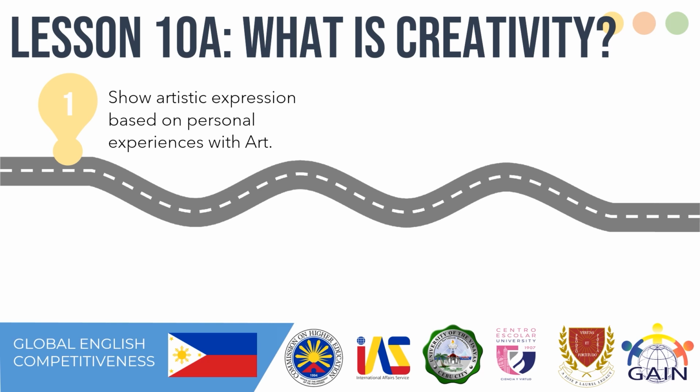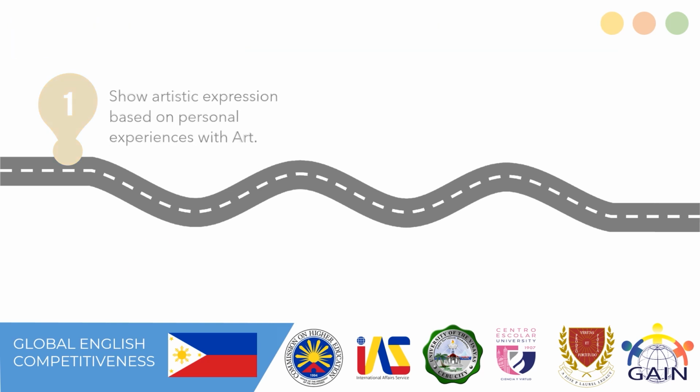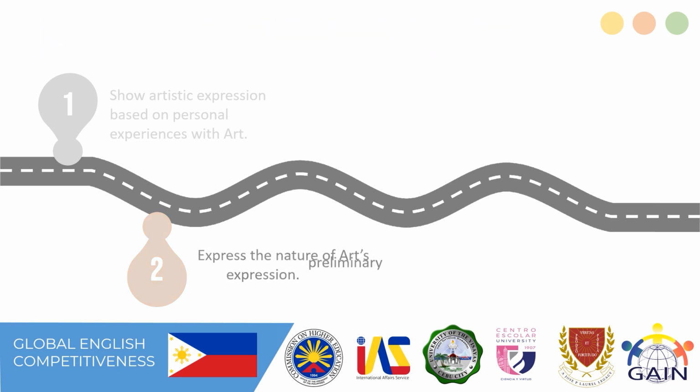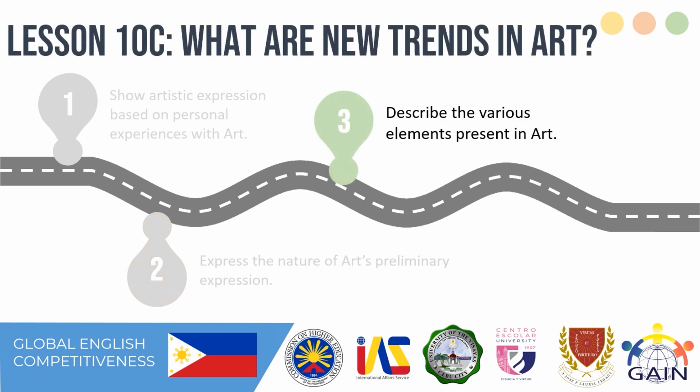If you can still remember, we have already covered our first three can-do objectives. You already showed artistic expression based on personal experiences with art. You have also expressed the nature of art's preliminary expression through the different activities. And in the previous lesson, you have described the various elements present in art.